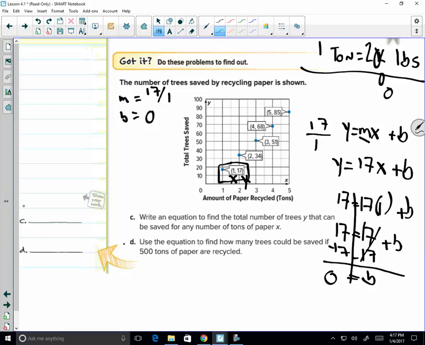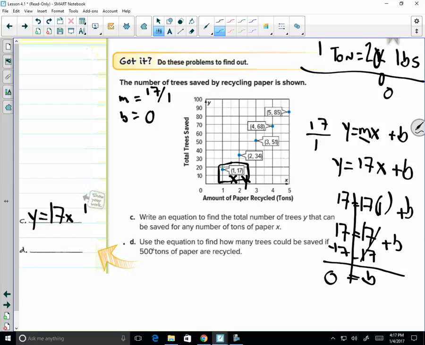If I were to write that as an equation, it would look like y equals 17x, and I could put plus 0 or not. I think it looks better when you just don't write the plus 0, because it's mathematically not necessary.